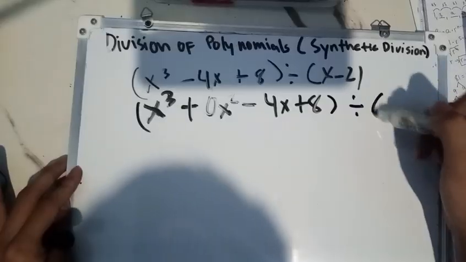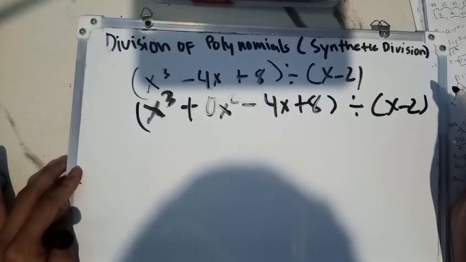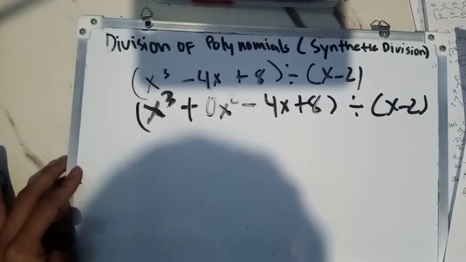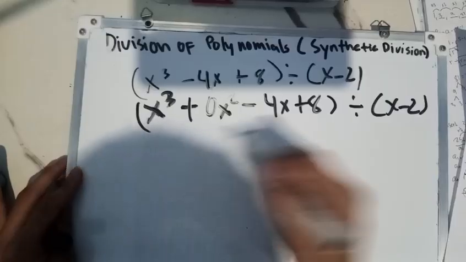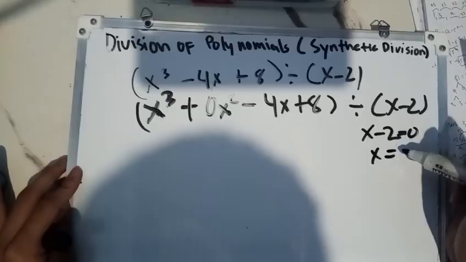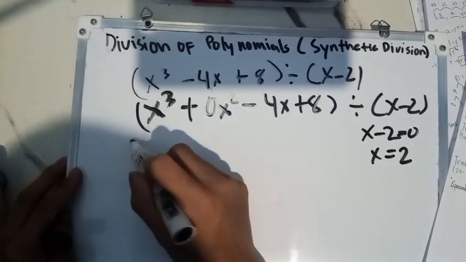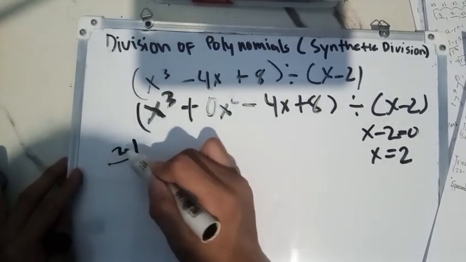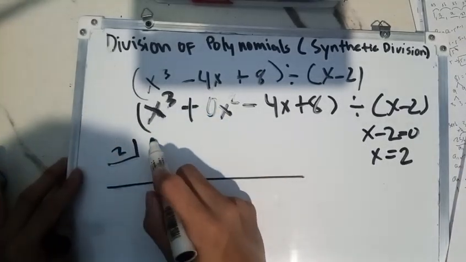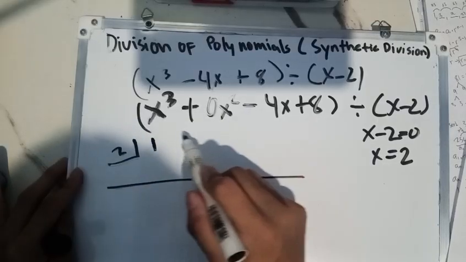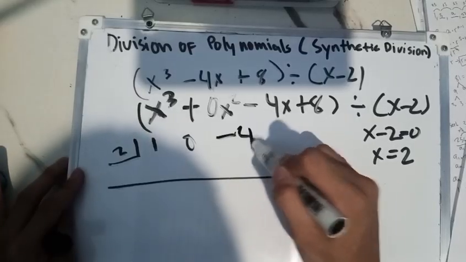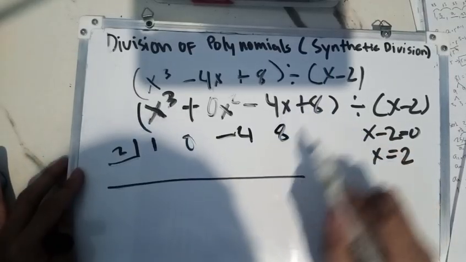Now we can divide it by the value of x minus 2. Then equate x minus 2 to 0. Therefore x is equal to 2. Now write the synthetic division. x cubed has a coefficient of 1. 0x squared has a coefficient of 0. Negative 4x has a coefficient of negative 4. Then for our constant term, that is 8.